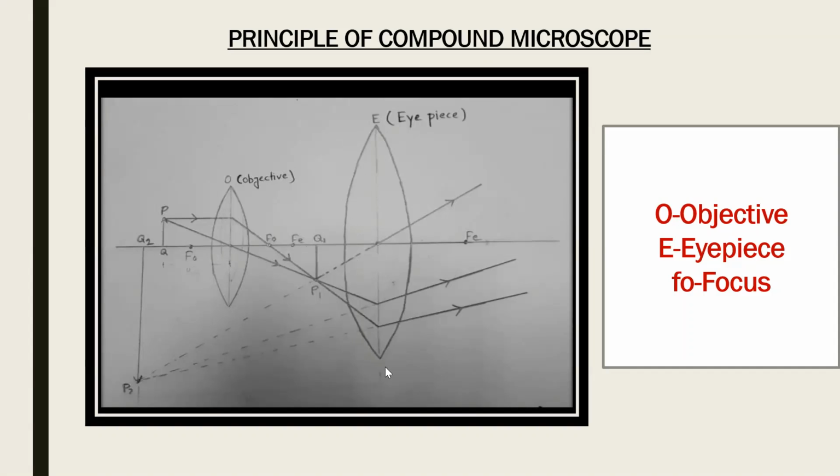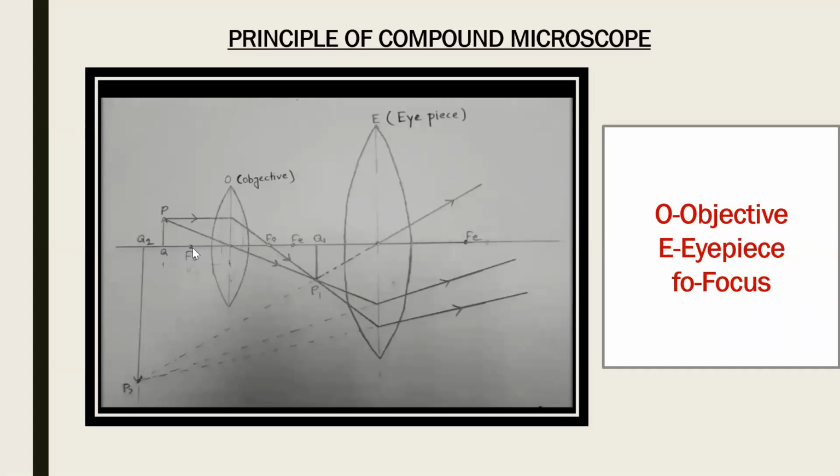So the eyepiece has a larger focal length, and see, the aperture of the objective is small, while the aperture of the eyepiece is large. Aperture means how much area is open to the light rays. Now, when you keep the object, you have to make sure that the object is just beyond the focal length. It should be between FO, the focal length of the objective, and 2FO. So it should be kept in such a position.